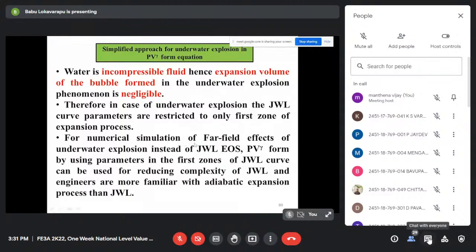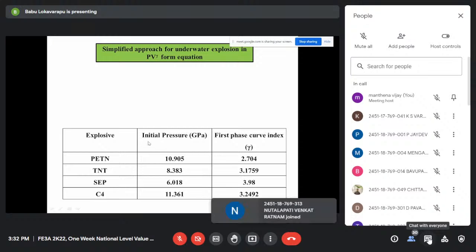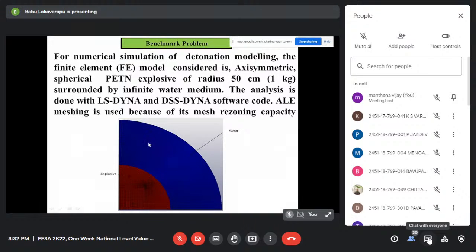And for numerical simulation of far field effects of underwater explosion, instead of the JWL equation of state, the P-gamma form using parameters in the first zone of the JWL curve can be used. This reduces the complexity of JWL, and engineers and scientists are more familiar with the adiabatic expansion process than JWL. Therefore, we implemented the adiabatic process and computed the values based on the initial pressure value, with the first phase curve index as gamma. Then this is the simulation part.